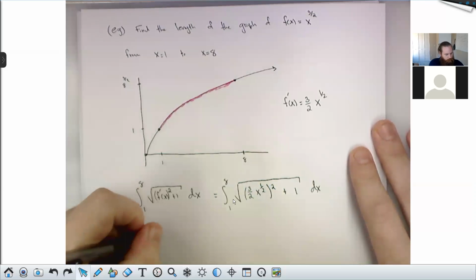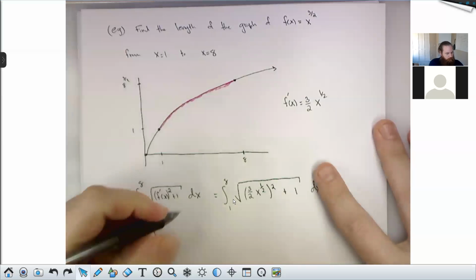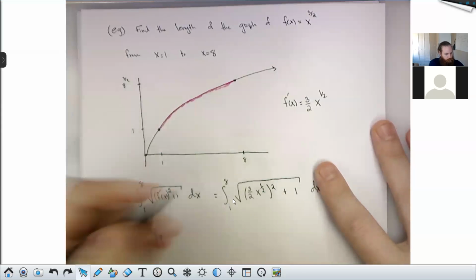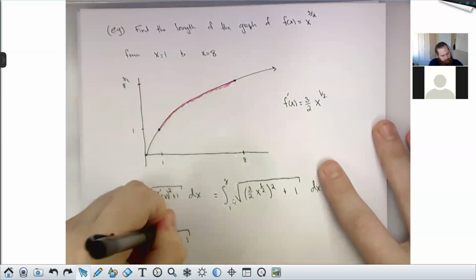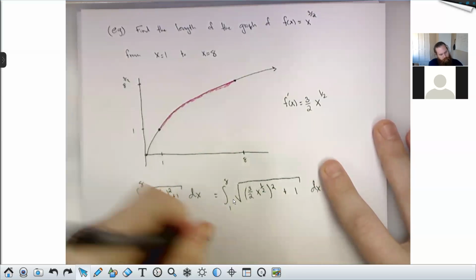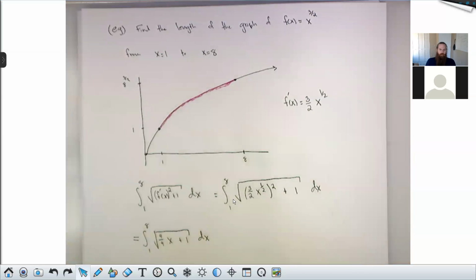So 3/2 squared, that's 9/4. So under my square root, I'll have 9/4. And then x to the 1/2 squared, that's just x. So we get this.